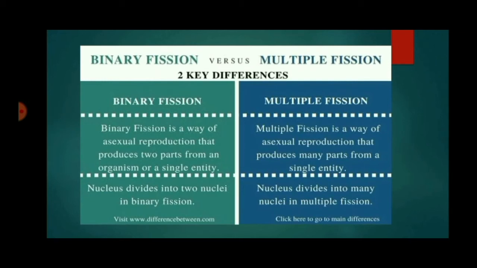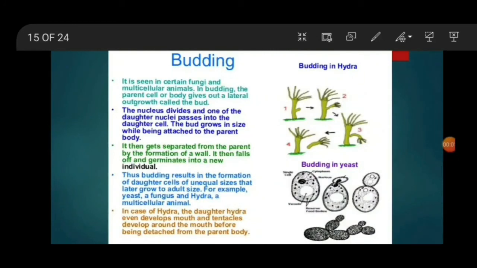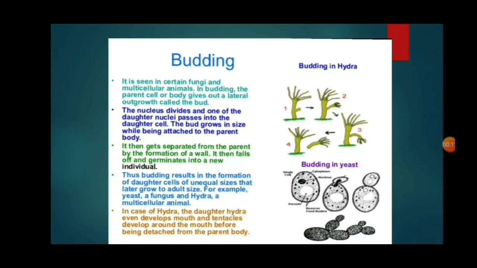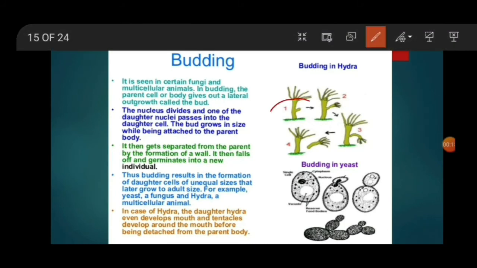Binary fission takes place in favorable conditions. However, multiple fission takes place in unfavorable conditions. Next type is budding. Budding can be seen in certain fungi and multicellular organisms. In budding, the parent cell or body gives out a lateral outgrowth which is called a bud. Then the nucleus divides and one of the daughter nuclei passes into the daughter cell.